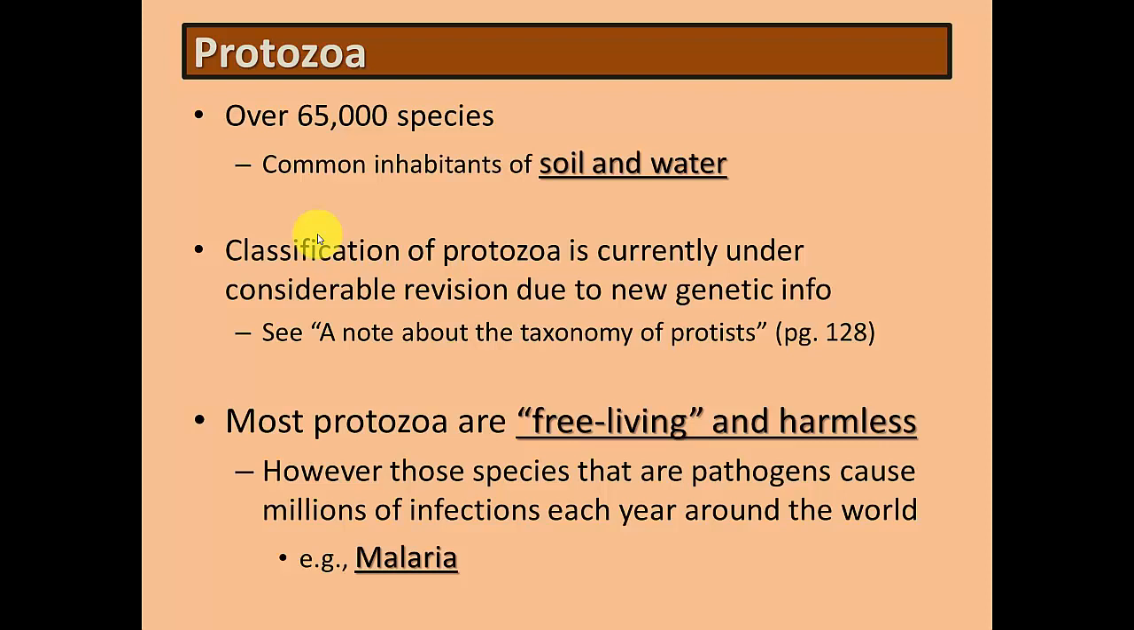It's kind of like someone saying, describe an animal. And you'd have to say, okay, well, what kind of animal? Because there's lots of different types of animals, right? So protozoa are kind of the same way. There's so many different types. So to start off here, 65,000 species.